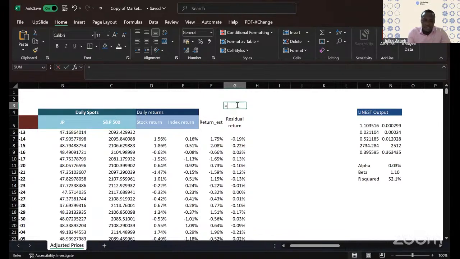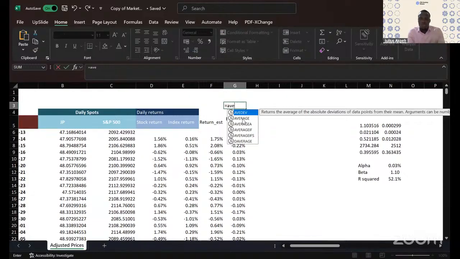Think about something like this. Let me calculate the average of the residual. If the average of the residual is not zero, if I don't get an average to be zero, then my model is wrong. My linear regression is wrong, and I can't use it to do any work. The average of the residuals must be zero.